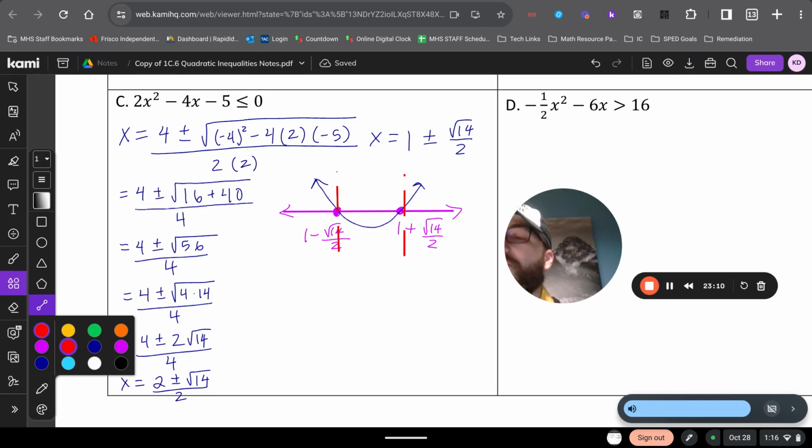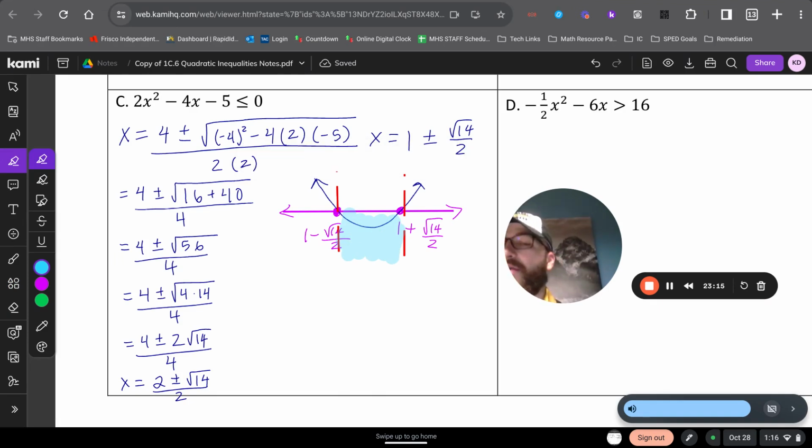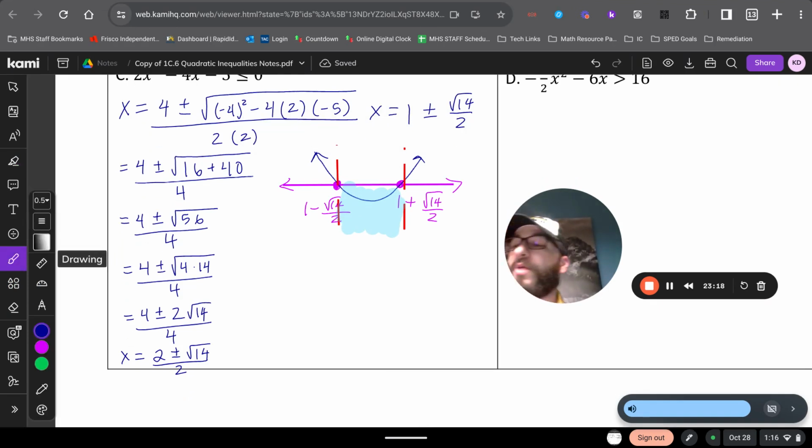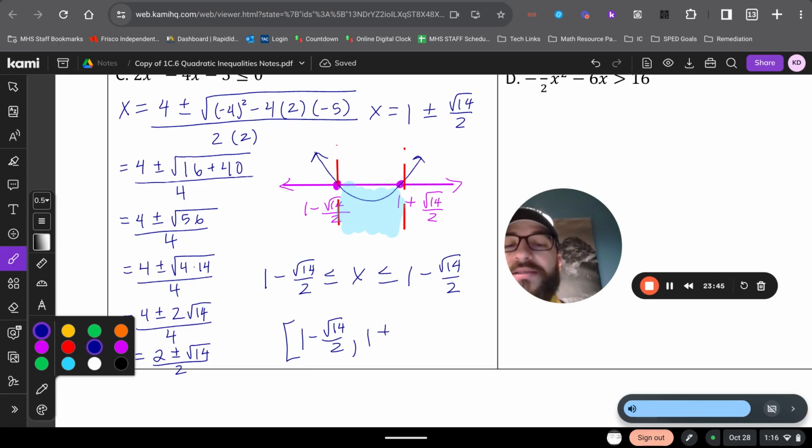are less than or equal to, and less than or equal to is going to be this region right here in the middle, which of course, if we get that region right there in the middle, then that will get us our inequality. So (1 minus the square root of 14) over 2 is less than or equal to x, which is less than or equal to (1 plus the square root of 14) over 2. And of course, we could do the exact same thing in brackets. So bracket (1 minus square root of 14) over 2, (1 plus square root of 14) over 2.